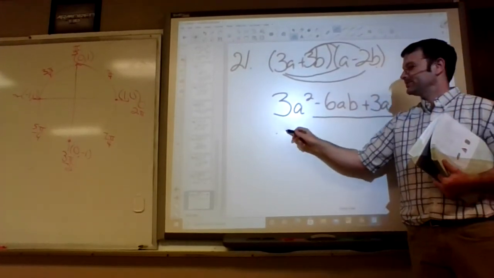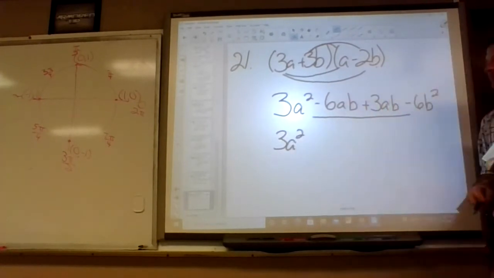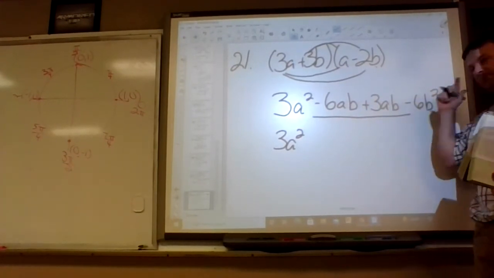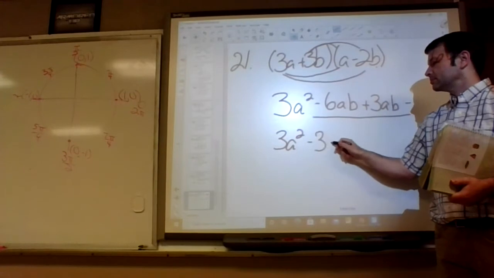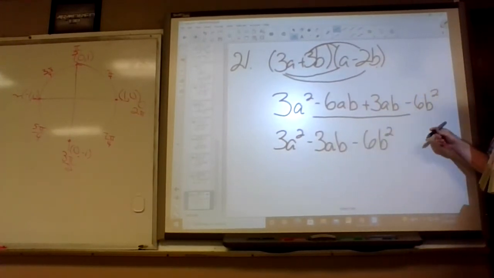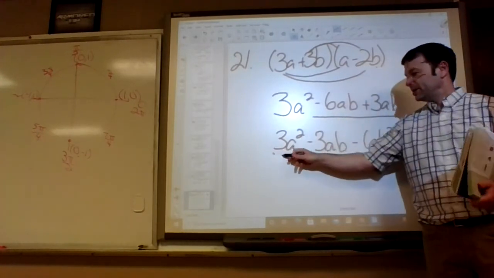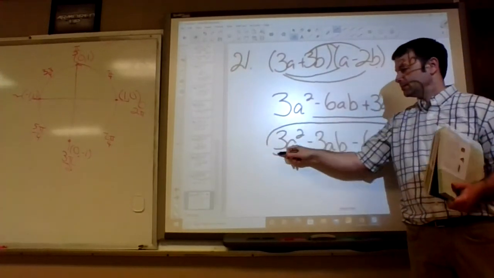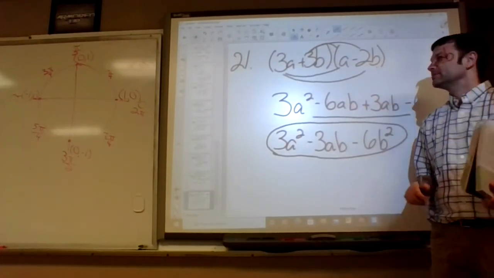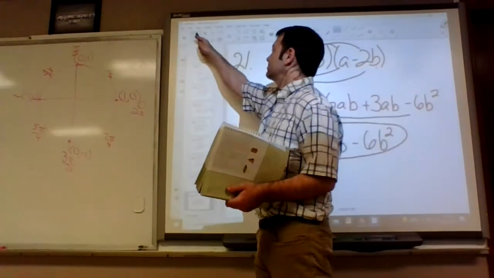Keep going. Alright, so it's negative 6ab plus 3ab is negative 3ab. And it's negative 6b squared. Good job, David. Thanks. That was all the affirmation he gets for all that.